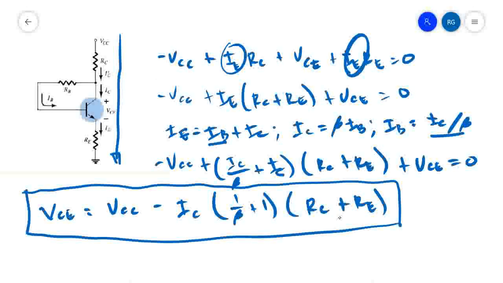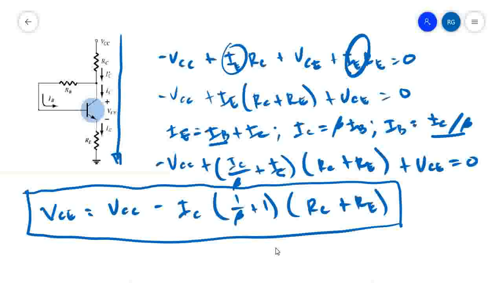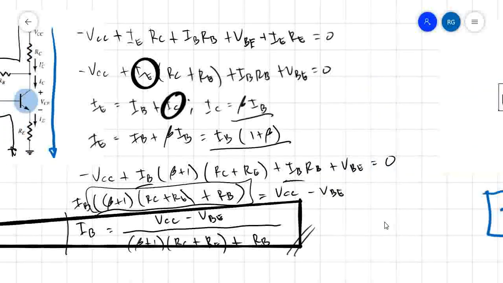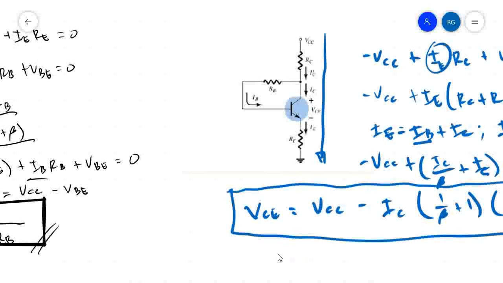In some scenarios, we don't have RE. So just remove RE from your equation as well as from the other loop if there is no IE. But if there's an RE connected to your emitter, then you need to include that in your computations. So these are the two equations that you are going to need in order to solve for IB and VCE.